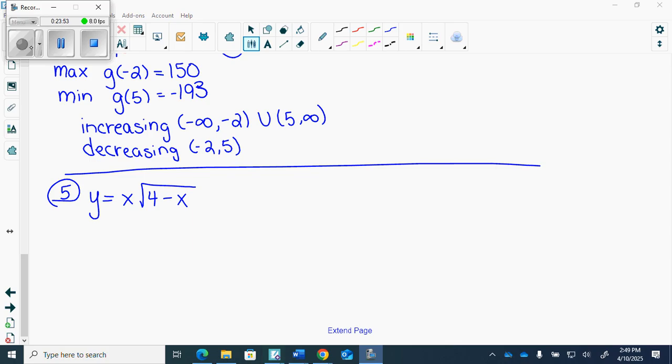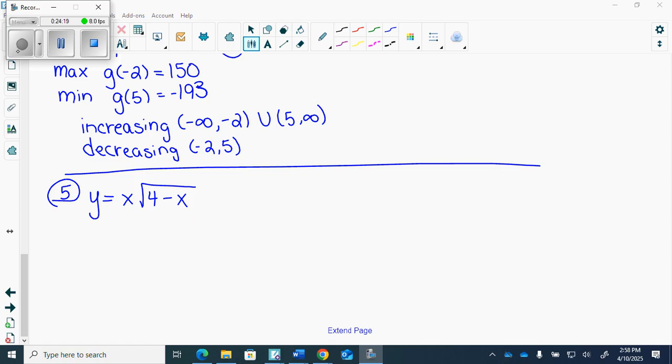Okay, this one's going to have a restricted domain because you have a radical, and you also have to do what to the first derivative? Product rule with the chain rule involved. When we have a radical, our domain, the number has to be greater than or equal to 0, because you can take the square root of 0. You just can't take the square root of a negative number.